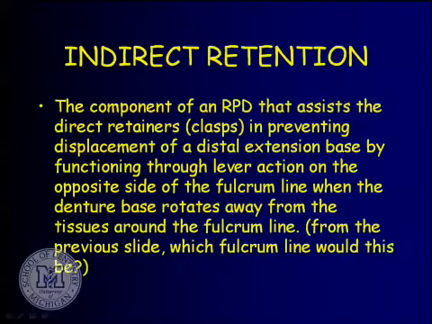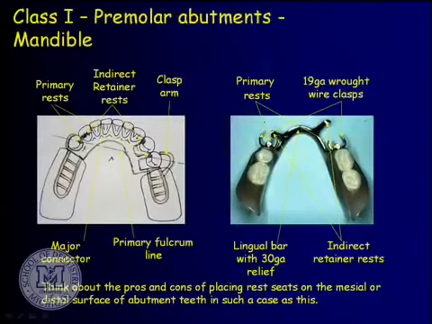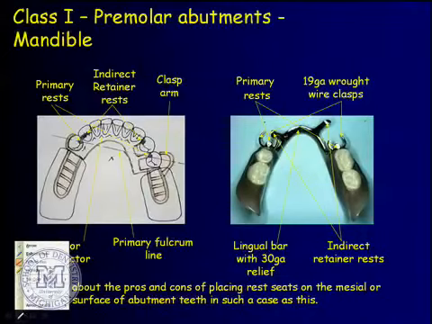So if we look at a class 1 partial here, what's a fairly common circumstance of a class 1 partial? You've got a bilateral distal extension. You've got primary retainers, in this case bicuspids. This happens to be a lingual bar, not a lingual plate, so we have an indirect retainer here. Again, if we imagine our primary fulcrum line here, we imagine sticky foods, a milk dud or a jujube or a gummy bear sticking here trying to lift this away from the tissue.